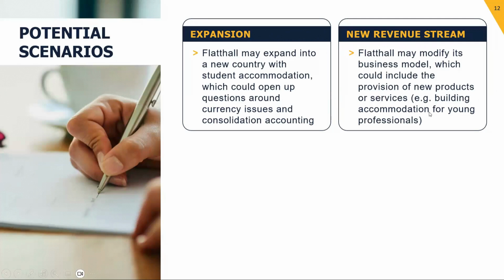Or, as I put on this slide, and this is something which some of the real industry PBSA companies are doing, they might decide to start building accommodation for young professionals. So not near universities, but near towns and cities where there are big places of work, big offices, and building accommodation for those young professionals. So perhaps studios or one-bedroom flats.